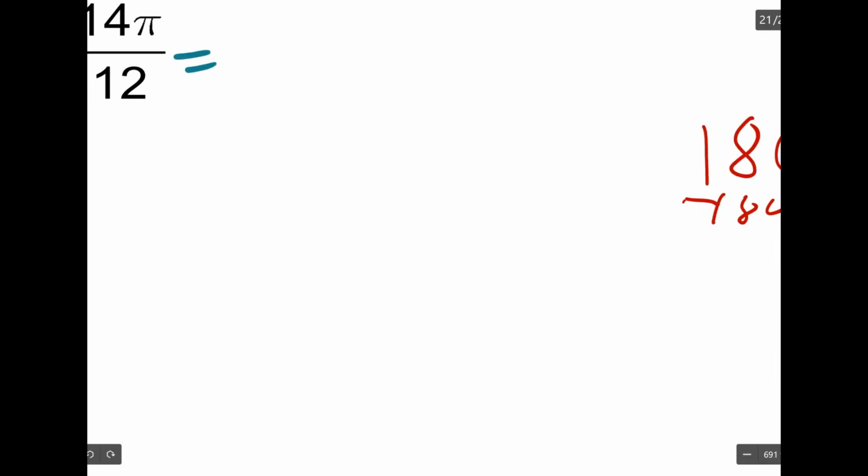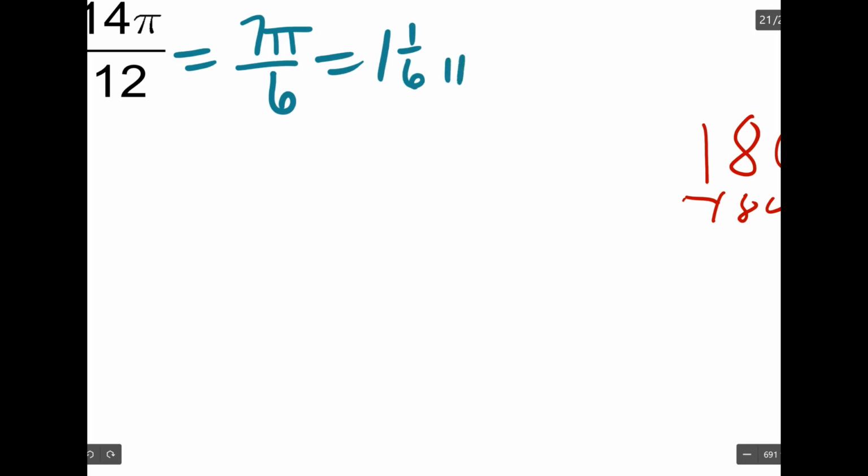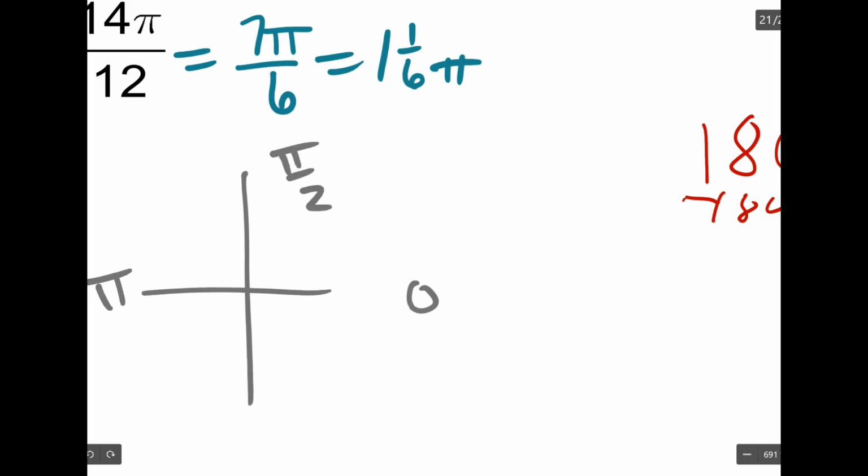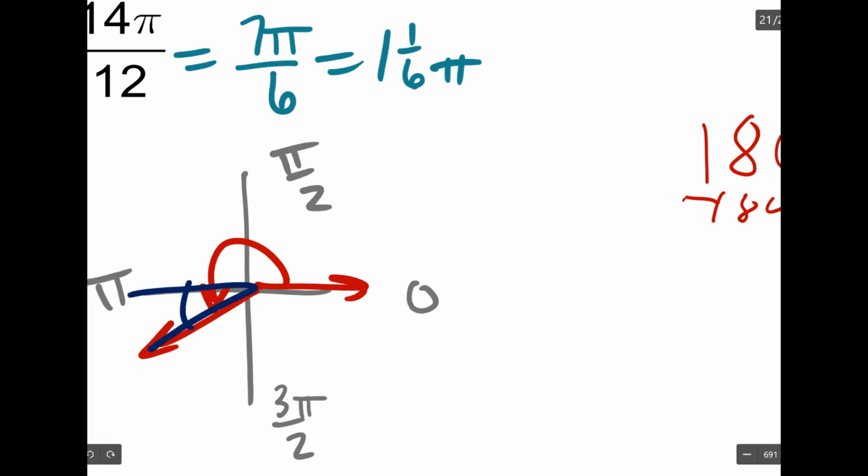Next number: 14 pi over 12, which simplifies to 7 pi over 6, which is 1 and 1/6 pi. Do you guys understand how we got that? Make the graph. Then you're gonna convert it, and it's going to be 30 degrees. So we have pi plus the angle equals 1 and 1/6 pi.